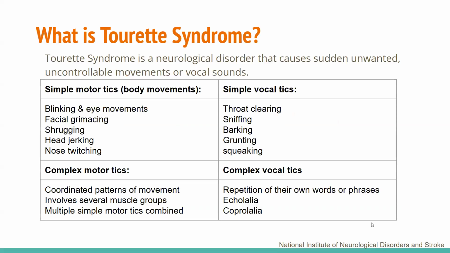So first, what is Tourette syndrome? It is a neurological disorder that causes sudden, unwanted, and uncontrollable movements or vocal sounds. This includes motor tics as well as vocal tics.